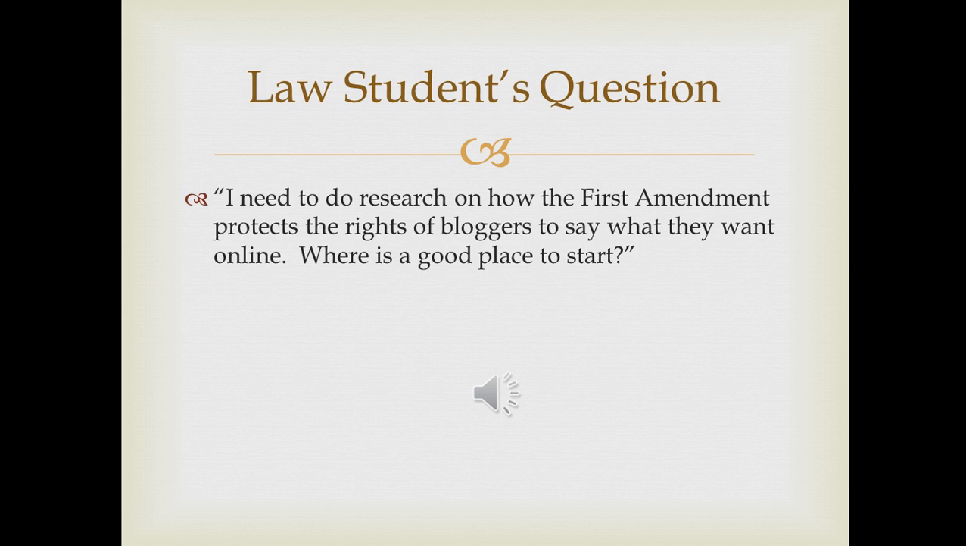The best way to learn about what ALR is and how to use it is to practice. The following is a question that you might receive from someone in a law library. I need to do research on how the First Amendment protects the rights of bloggers to say what they want. Where is a good place to start?